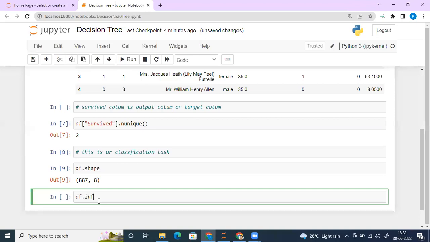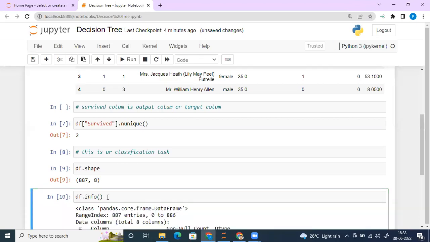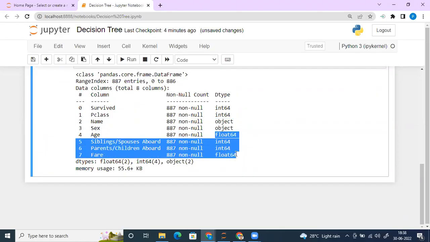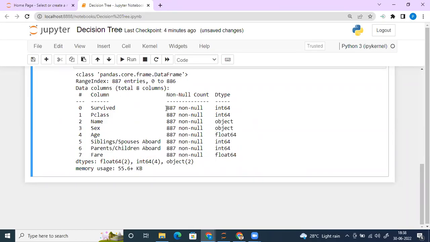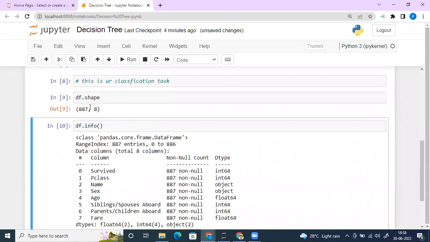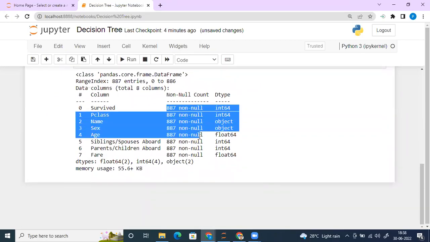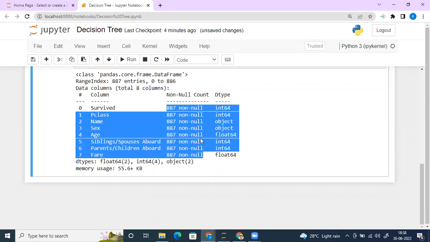How can we do that? df dot info. If we execute this, we see we have integer columns, and object means text data. Two object columns are there, rest are numeric columns. Very good. If you observe properly, in total there were 887 rows, and it shows 887 not null everywhere. So nowhere is there a lesser number of rows. That means there are no missing values. But let's verify that, no problem.